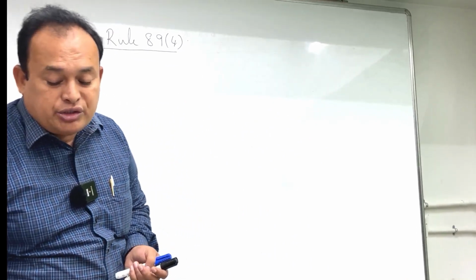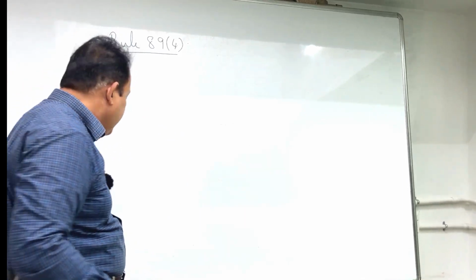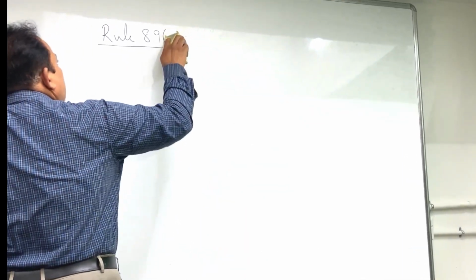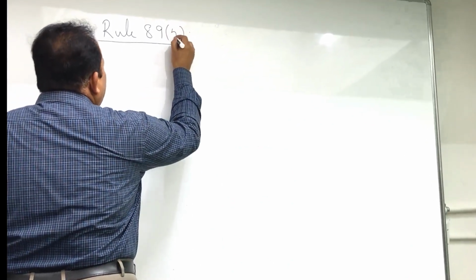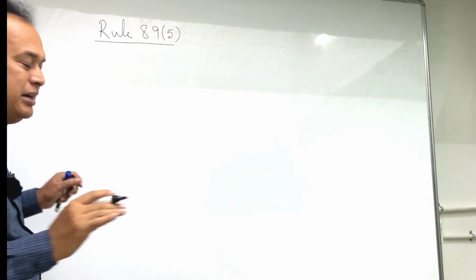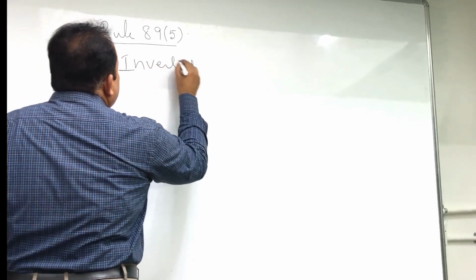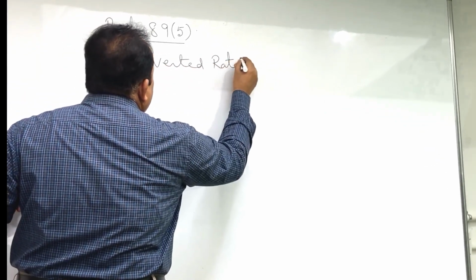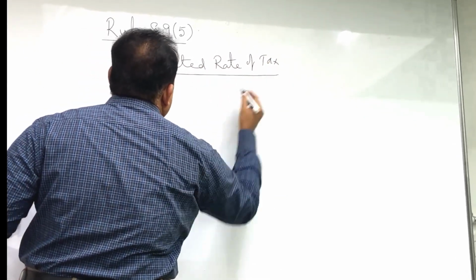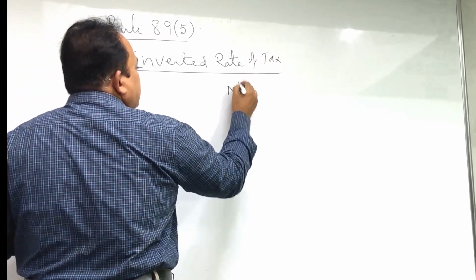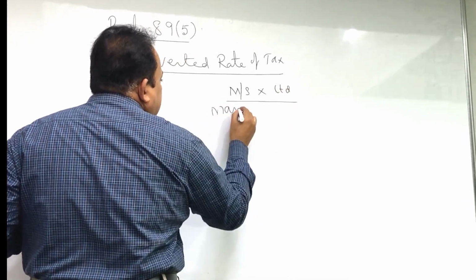In that case, how should we understand the point? Here, I am talking about Rule 89, sub-rule 5. Rule 89, sub-rule 5. First of all, one should understand what is meant by inverted rate of tax. Listen to me, my dear friends. Inverted rate of tax, thereby excess credit has taken place. Assume a scenario. There is X Limited, who is basically a manufacturer.